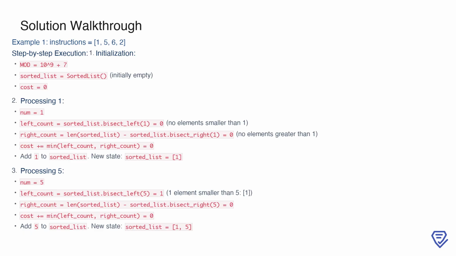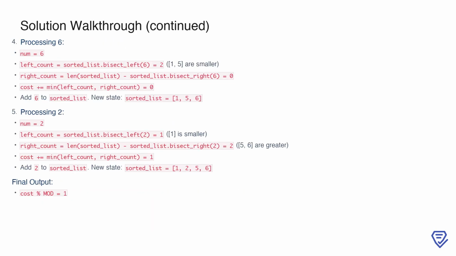Next, we process 5. Here, there is one element smaller than 5, which is 1, so left_count is 1. There are no elements greater than 5, so right_count is 0. The cost remains unchanged at 0, as the minimum of left_count and right_count is 0. Finally, 5 is added to the sorted list, which is now 1, 5.